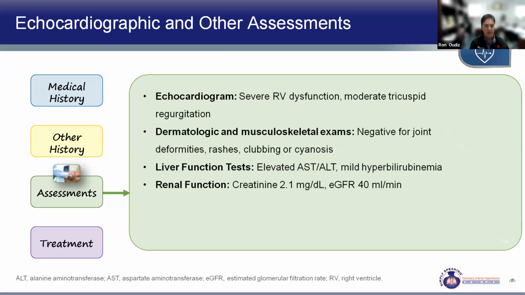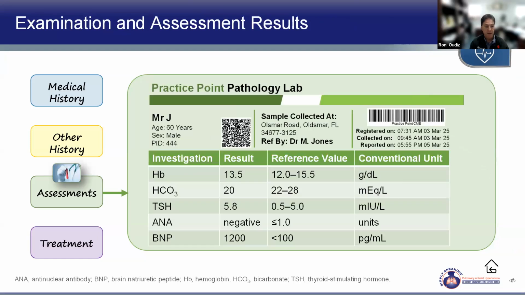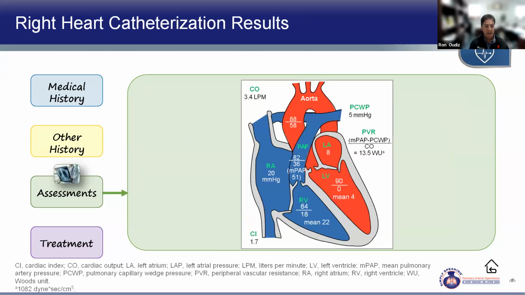Didn't miss anything in terms of underlying comorbidities there. His ALT and AST are elevated, and his bilirubin is starting to go up, probably from passive liver congestion due to chronic right heart failure and only being on dual oral therapy. And he's got CKD, his GFR is 40. The lab shows a bicarb of 20, a TSH is normal, maybe a little bit higher than normal. ANA is negative, and the BNP is up to 1200 in this case.